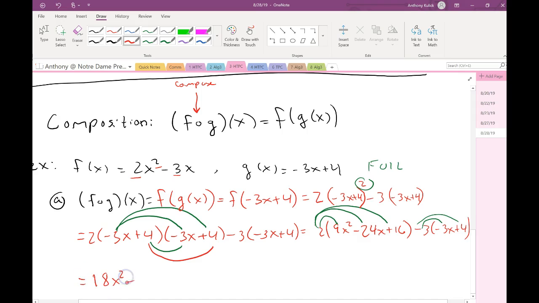So 18x squared minus 48x plus 32 plus 9x minus 12. And when I combine this all together, 18x squared plus 39x plus 20.